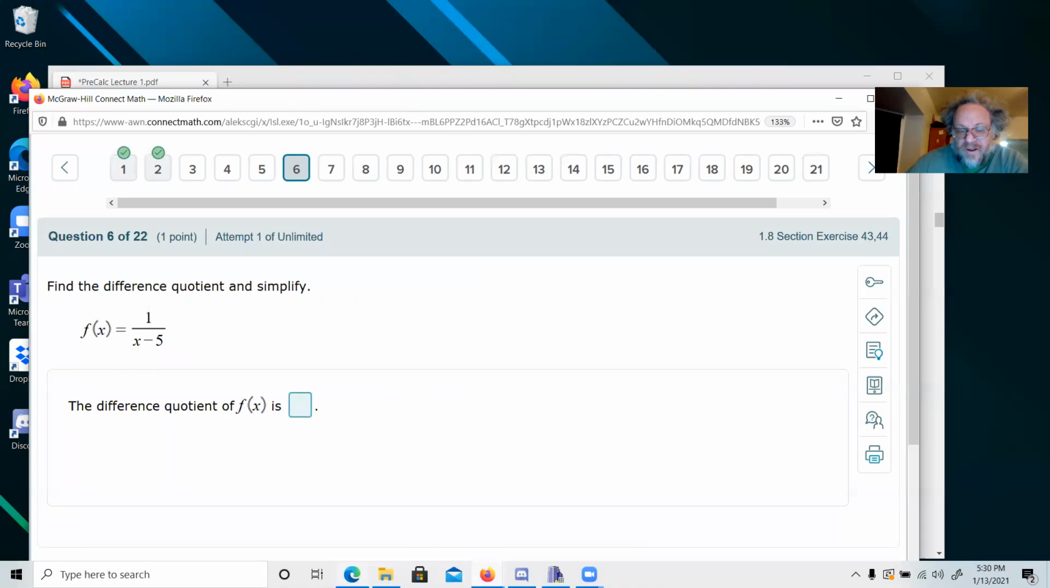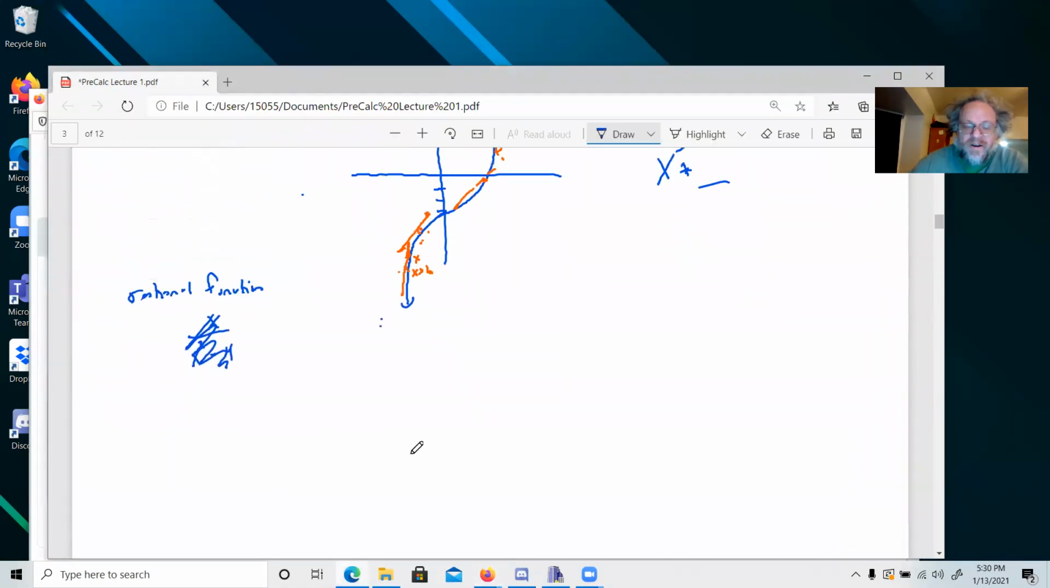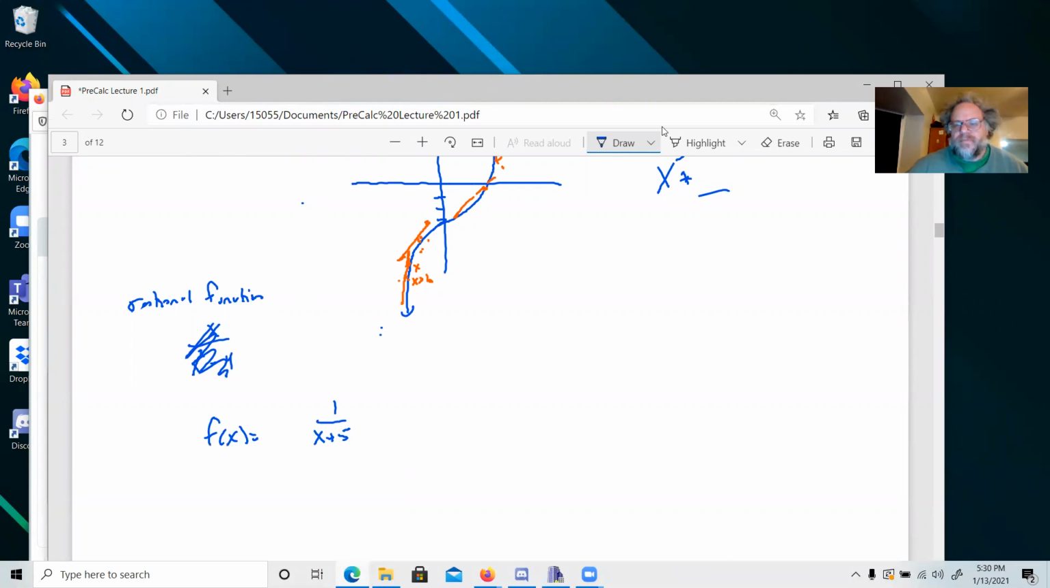So rational functions have a little bit more involved here. It's not too bad. But we're going to say f of x is 1 over x minus 5. I don't know if you can hear the dogs. I hope not, but we got a lot to say tonight. What does this look like? Oops. I want a positive 5 there. I don't want negative 5.